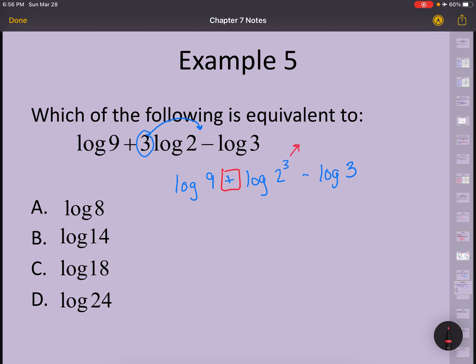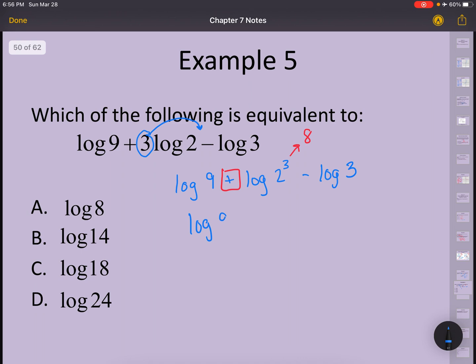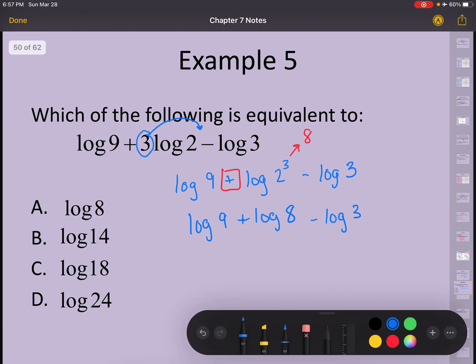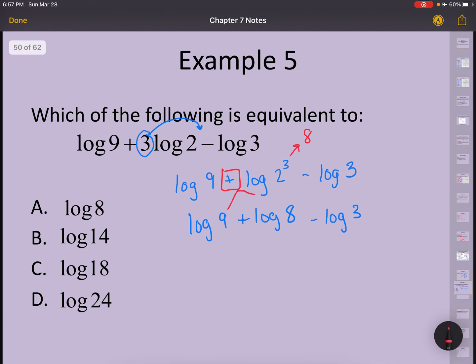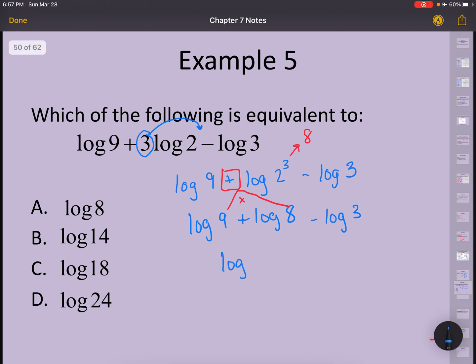But I do know 2 to the third power is 8, so it's like saying log of 9 plus log of 8 minus log of 3. And again, with that plus sign, that means that they were multiplied together. So 9 times 8, which is 72, minus log 3.